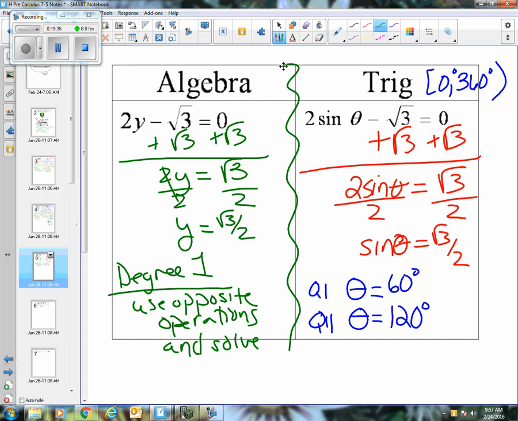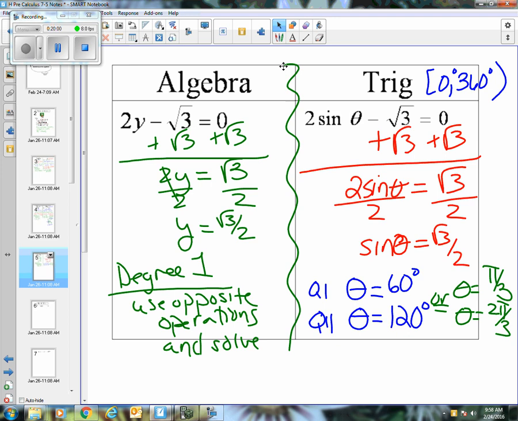Now, what if you wanted to do this in radians? So I'm just going to say or. If you're going to do it in radians, I would say, well, what's 60 degrees in radians? Pi over 3. And then 120 would be 2 pi over 3. You need 2 of those to make 120. So you can always write your answer in radians as well. I think for a lot of people, they like to think about degrees because it's a little bit easier for them to remember. So in algebra, if it's degree 1, just solve for it.